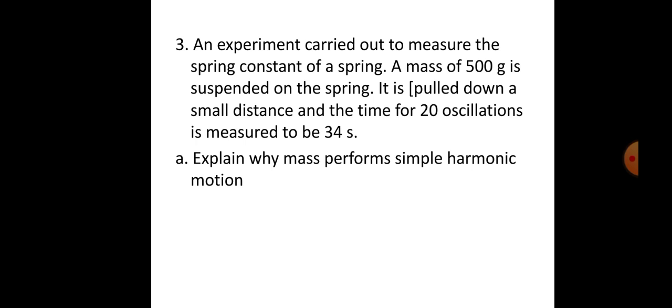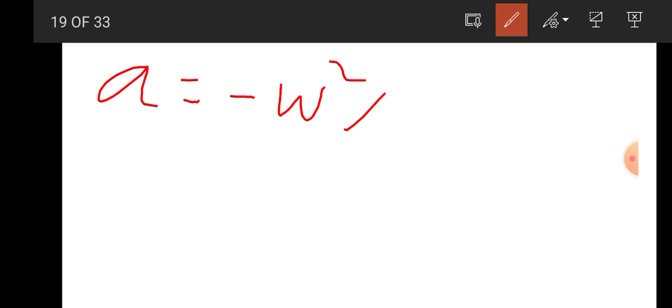motion because the acceleration is proportional to displacement. We can get this mathematically from the formula. Acceleration is equal to minus omega square times x. From this expression, acceleration is directly proportional to displacement. This means when displacement x increases, acceleration increases. When displacement decreases, acceleration decreases.